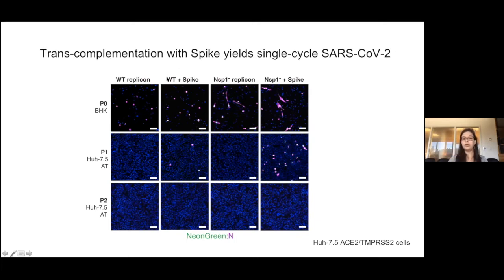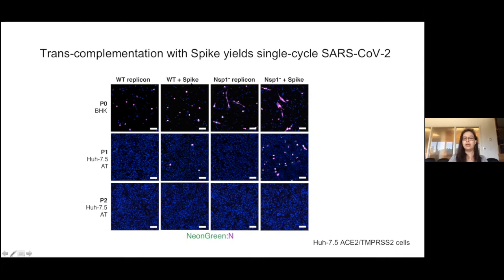And here we used both the wild type replicon and the NSP1 mutant replicon. One thought was that because the NSP1 mutant replicon is much less toxic to the cell, the cells are much more viable, and we thought this would help cells make more TPRs. And here, if you look at P1, these are the recipient cells, and we used H8 7.5 cells that overexpress ACE2 and TMPRSS2.